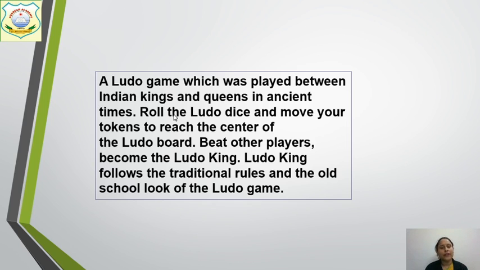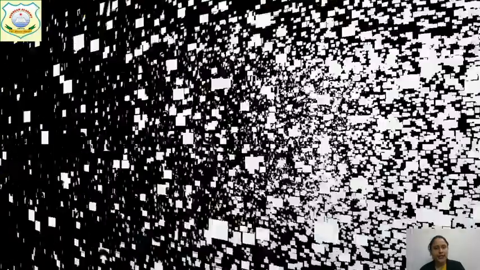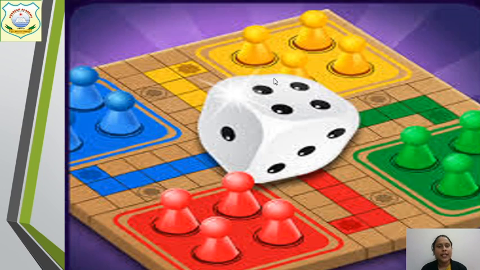Now what we do in Ludo is roll the Ludo dice. We roll the dice and move our tokens to reach the center of the Ludo board. Now I am going to show you the center of the Ludo board. Okay. So basically what we do, we take out these tokens. These are known as tokens. Okay. And this is known as dice. So we take out our tokens and we rotate the token throughout the board, and then we bring it inside the home in the center.